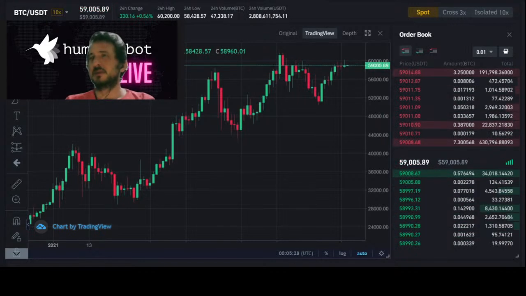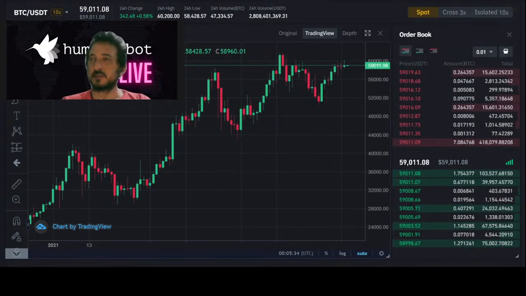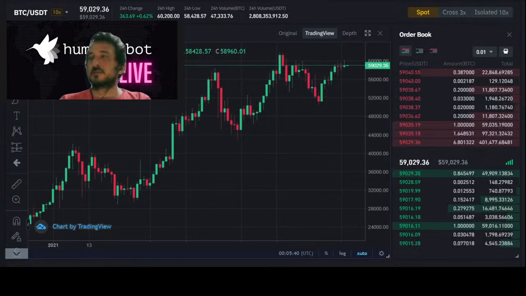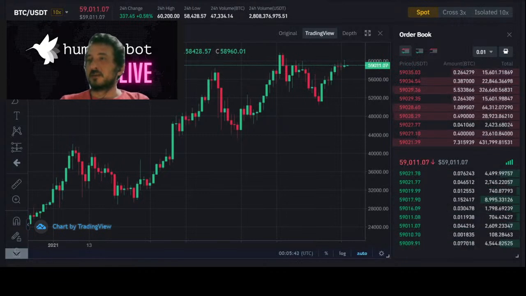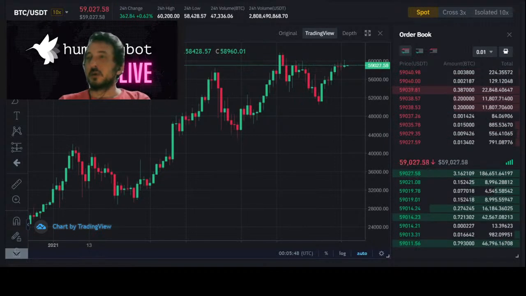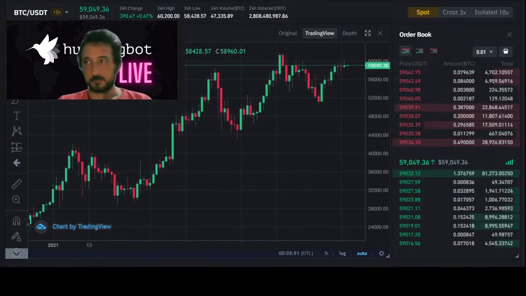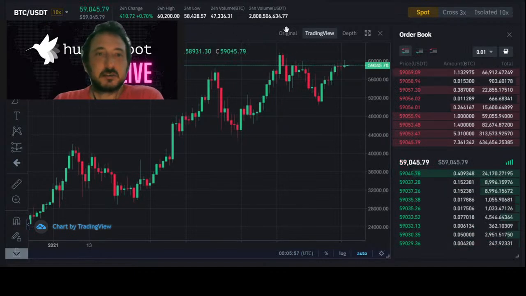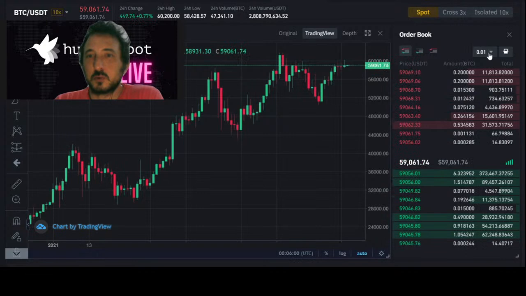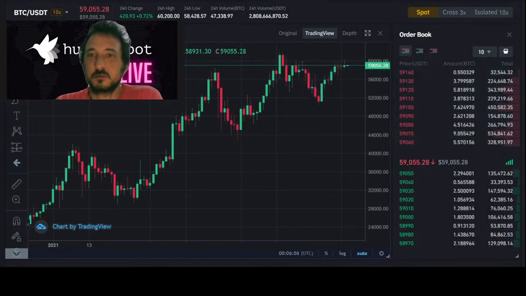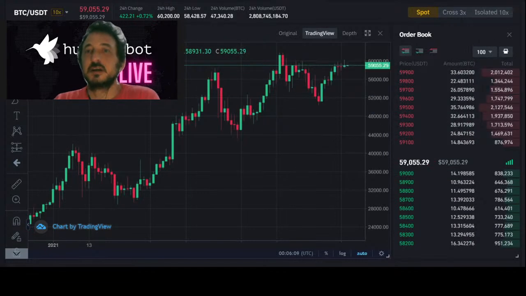That's the graph. But more important than the chart, when we're going to talk about this specific topic, is the order book. Because if you take a look at the order book, that's where the liquidity is. That's where we see what's the current market liquidity.